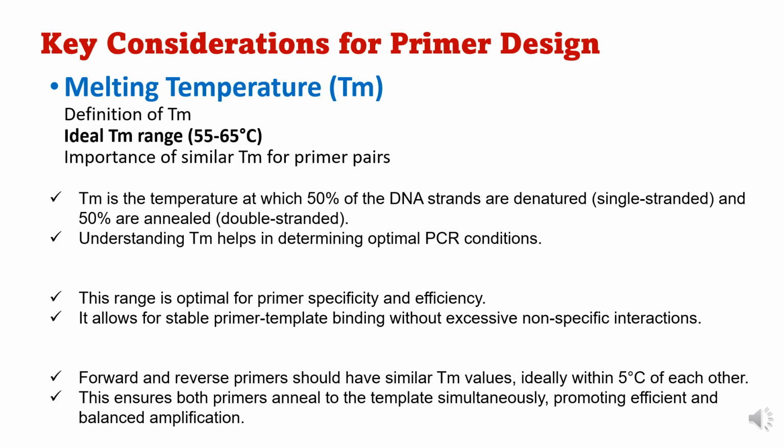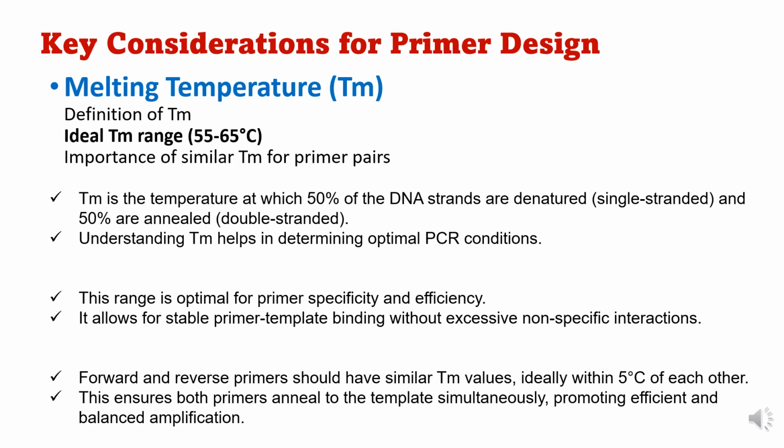The temperatures in this range are easily achievable and maintained by most thermocyclers, as we saw previously. The importance of a similar Tm for primer pairs is that the forward and reverse primers should have similar Tm values, ideally within 5 degrees centigrade of each other. If the Tm values differ significantly, one primer may bind preferentially, leading to inefficient or biased amplification.